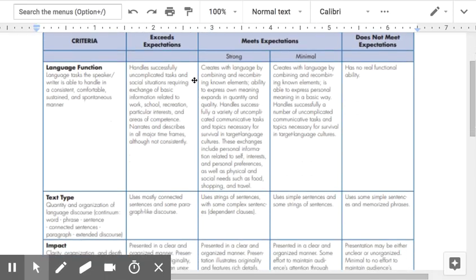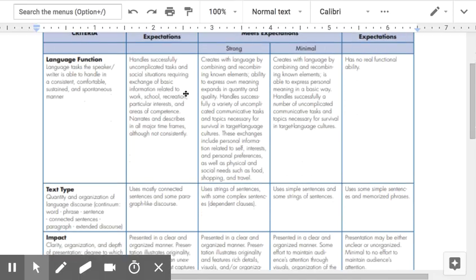Handles successfully uncomplicated tasks and social situations requiring exchange of basic information related to work, school, recreation, particular interests, and areas of competence. Narrates and describes in all major time frames, although not consistently. So the student is still making errors, and there are enough errors that this is not being done consistently. The narration is not being done consistently. But the student is using all major time frames, meaning the past, the present, and the future.